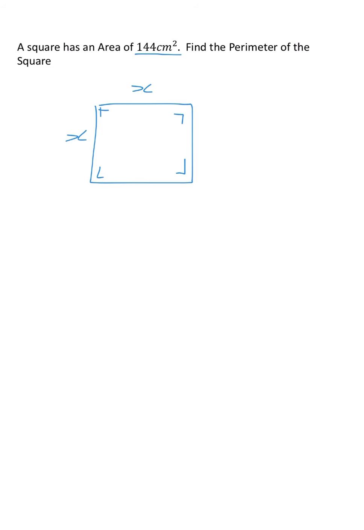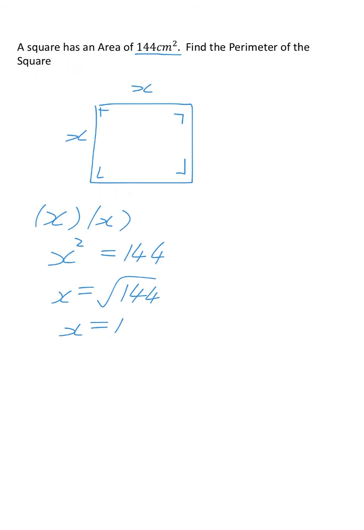So if I was to write an expression for the area of the square, just multiply the sides. So multiplying the sides will be x times x, so that will be x squared. So that means x squared is equal to 144. And if x squared is 144, to find x then we do the square root of 144, so x is equal to 12. So now that means all the sides are 12 centimeters.